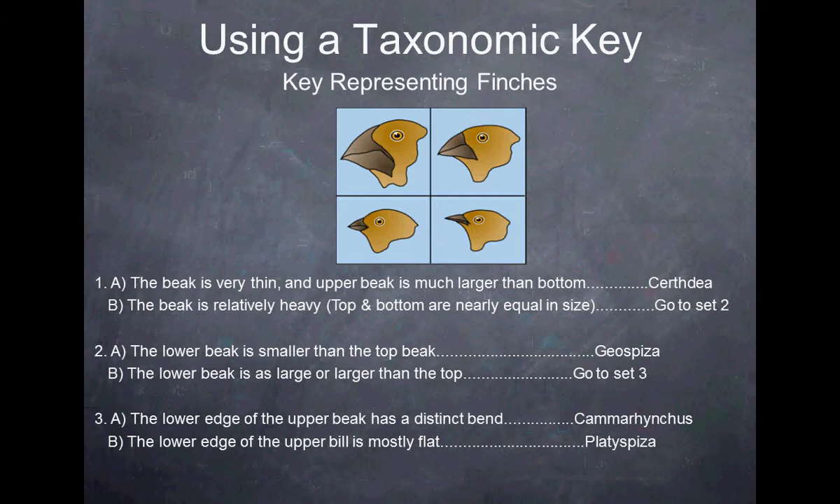You don't have to circle B, no. Is the lower beak smaller than the top beak? No. Or is it as large or larger than the top beak? B. I'd say B, it's about as large. Okay, now I have to go to set three. Does the lower edge of the beak have a distinct bend? Or is the lower edge of the upper bill flat? B. Look at the very end though of this. See that section there? That's that bend.